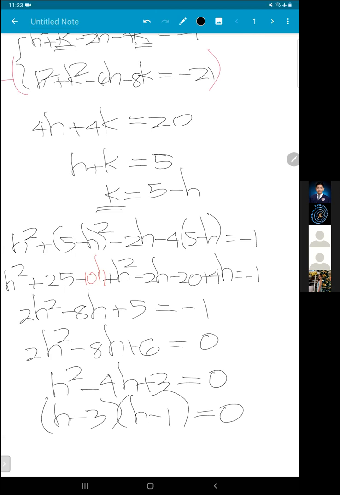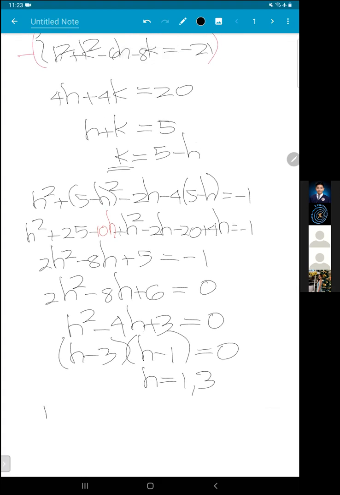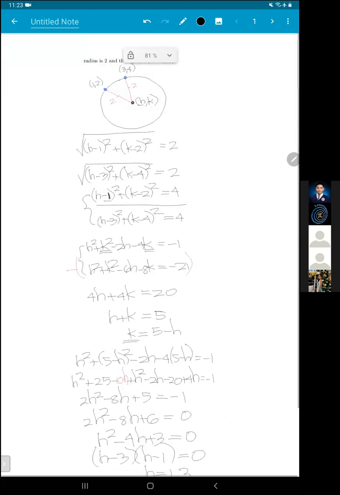So there are two possible answers. 1 or 3 for h. So that means there are two possible centers. So if h equals 1, gamitin lang ito, 5 minus h. So k equals 5 minus 1, 4. If h is 3, so 5 minus 3, 2. So the possible answers, 1, 4, and 3, 2. So actually, pag tinignan natin yung figure, pwedeng nandito sa kabila, di ba? Yung center. So bakit dalawa? Yun.